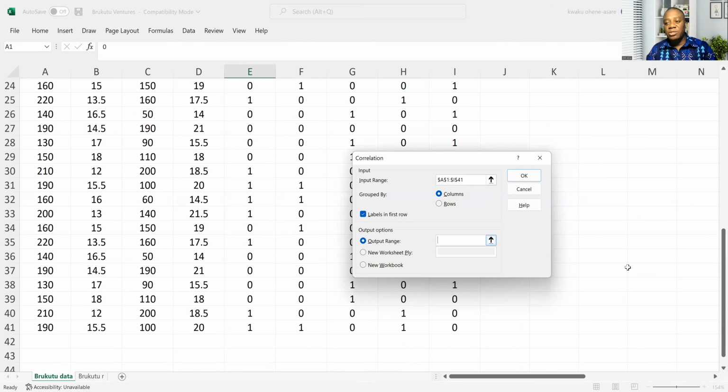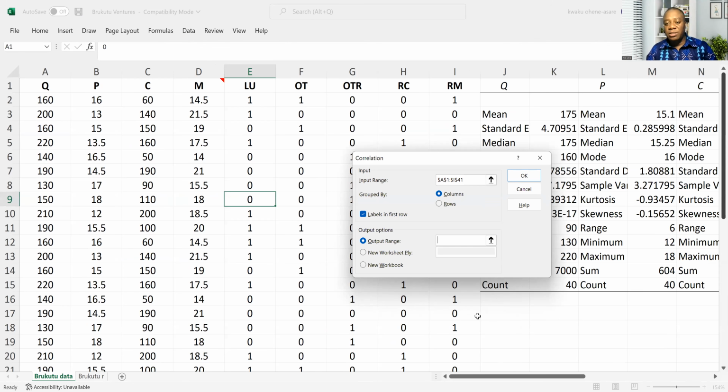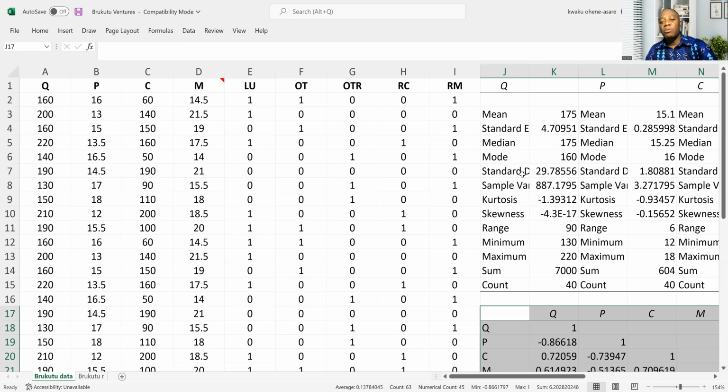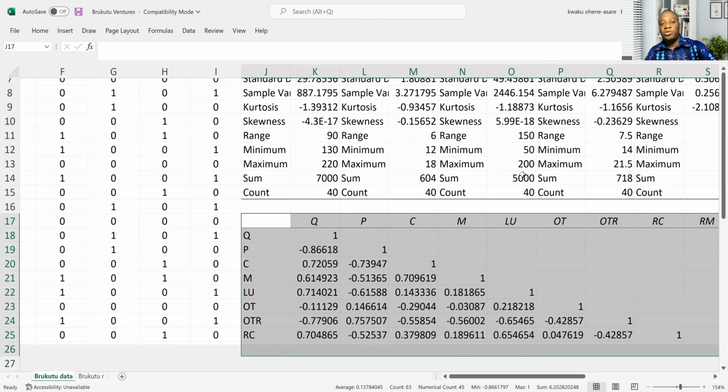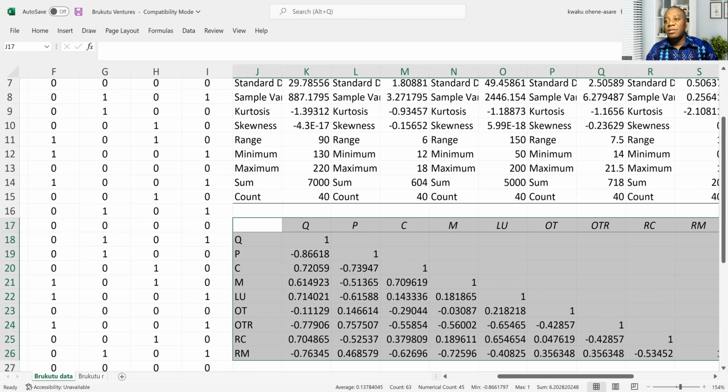This we have already done, so I'm not showing it. And then you now select where you want the results to be. Let's say I want the results to be in this cell, J17. I click OK, and boom, a beautiful correlation matrix is showing here. Okay, so this was what we did.